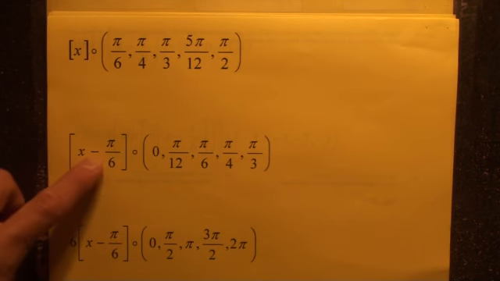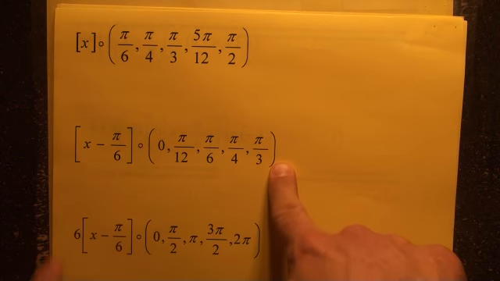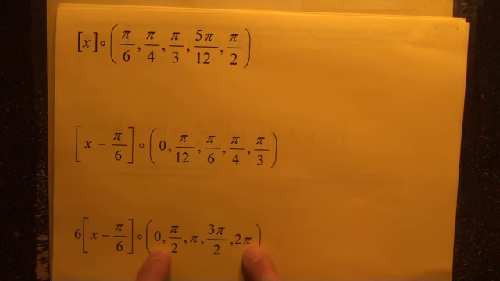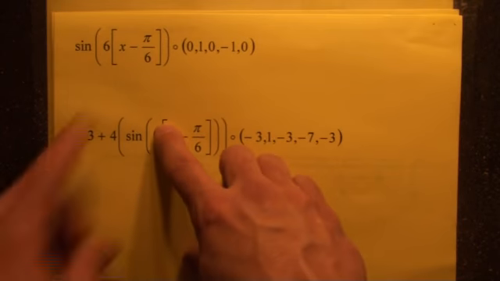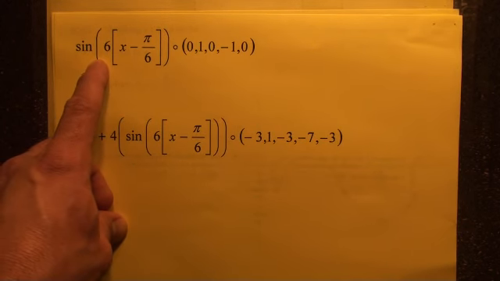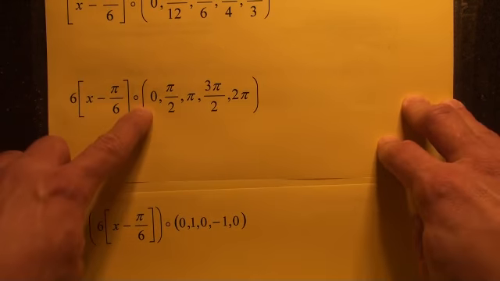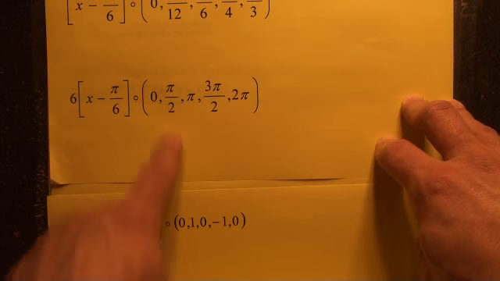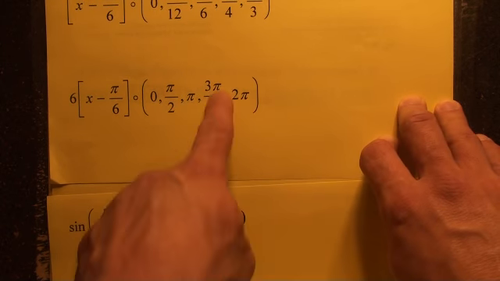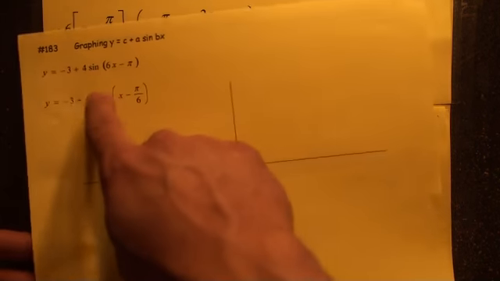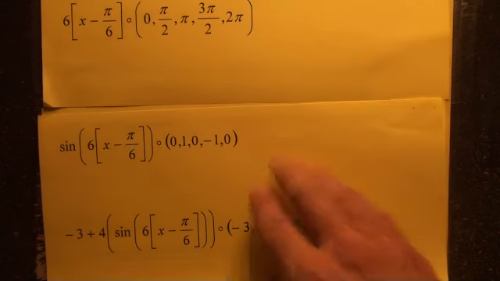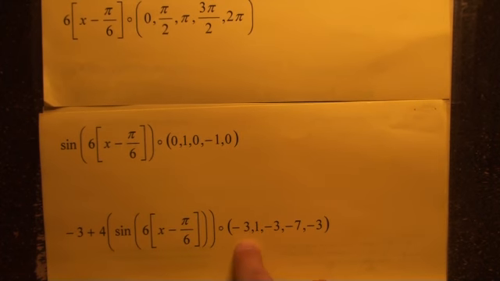Now, subtract pi over 6 from each of those. You'll get this. Multiply each of these by 6. You'll get these guys. Then take each of those, take the sine of those. So let's move that down. If you took the sine of all that, sine of 0 is 0, sine of 90 is 1, sine of pi is 0, sine of 270 is negative 1, sine of 2 pi is back to 0 again. Then took those and remember what we're doing. We're going to multiply by 4 and then add negative 3. So if we do that, multiply by 4, add negative 3, you're going to get this.